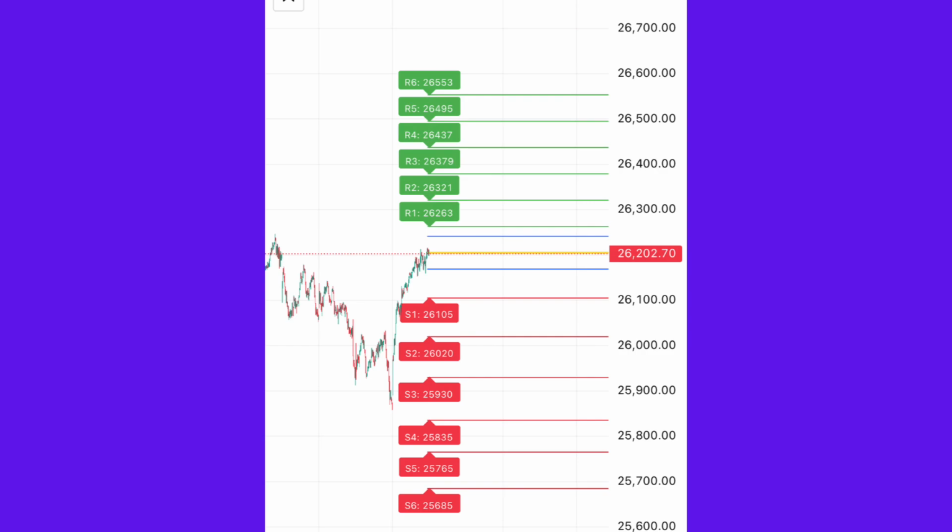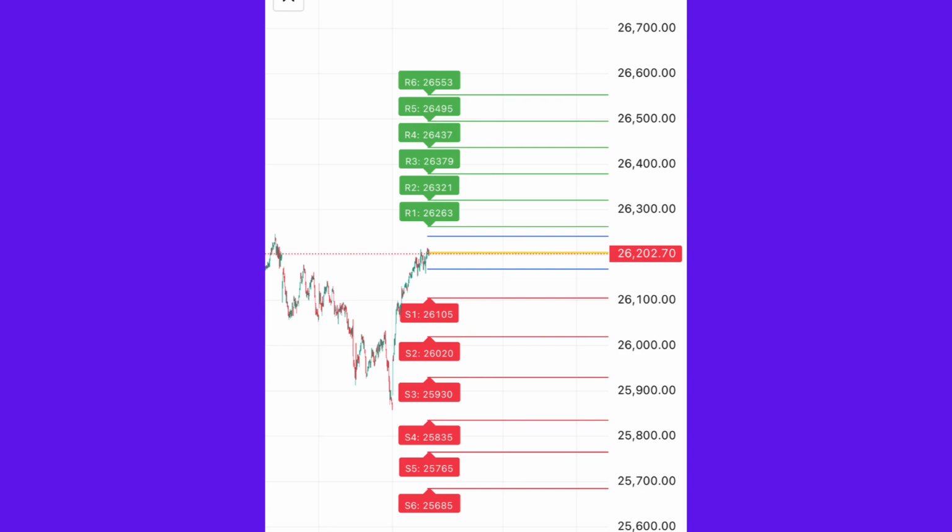Trend bias and trader sentiment. Right now, the market tone remains bullish to neutral. There is no major weakness visible unless Nifty breaks below S1: 26,105. Traders should focus on a clean breakout above R1, R2, a clean breakdown below S1, S2, the first 15-minute candle structure, the position of FIIs, and global cues in the morning.